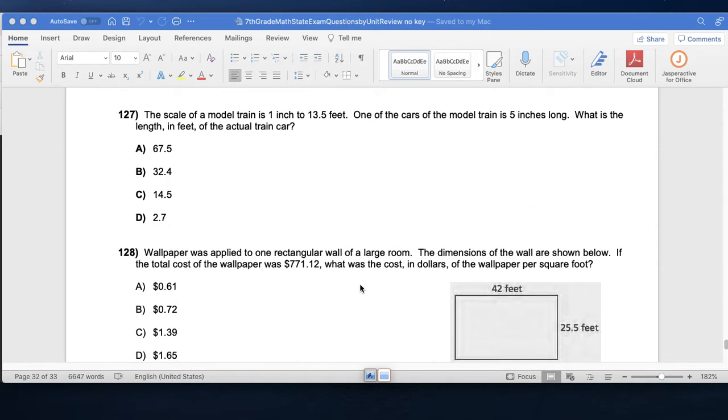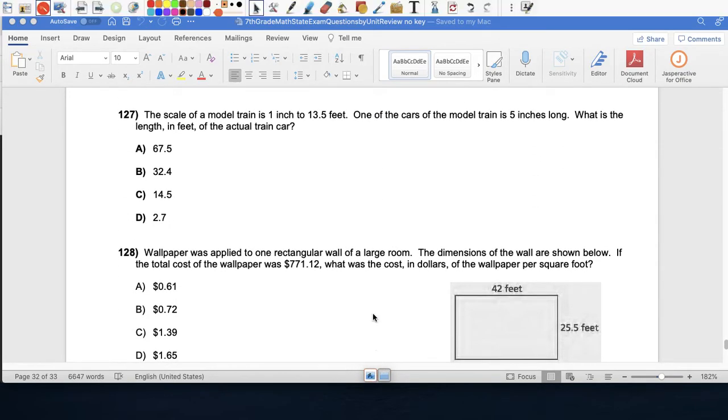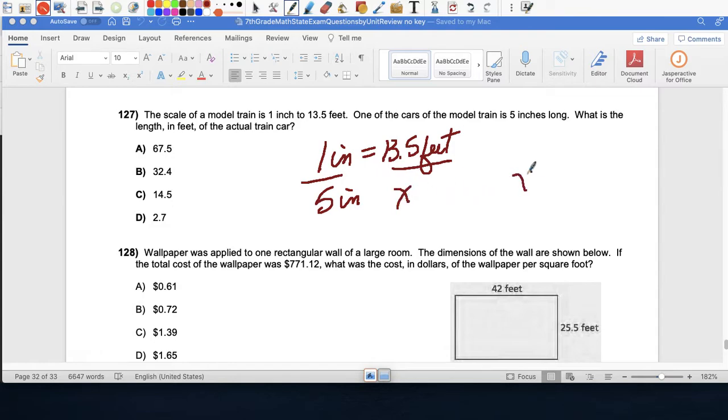127. Again, another scale: 1 inch is 13.5 feet. One of the cars of the model train is 5 inches long. What is the length in feet? Okay, again, another proportion. Cross multiply 13.5 times 5, and we get 67.5 feet.